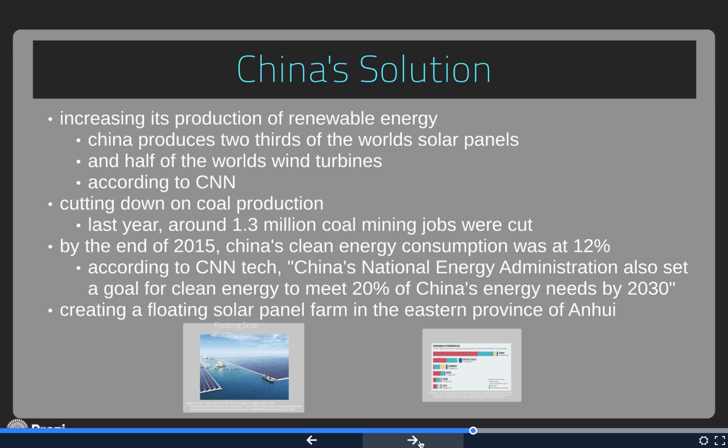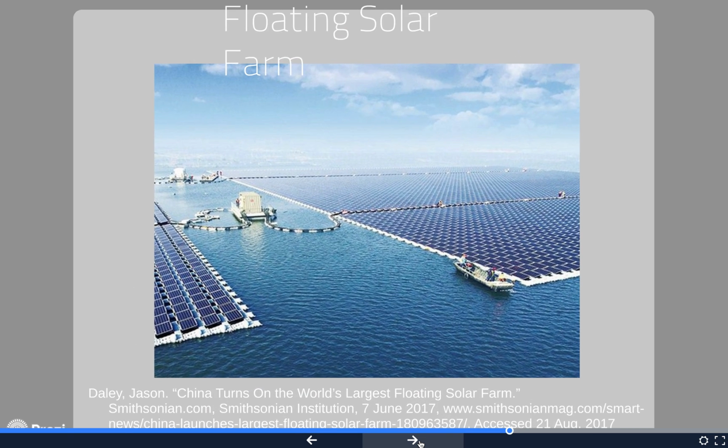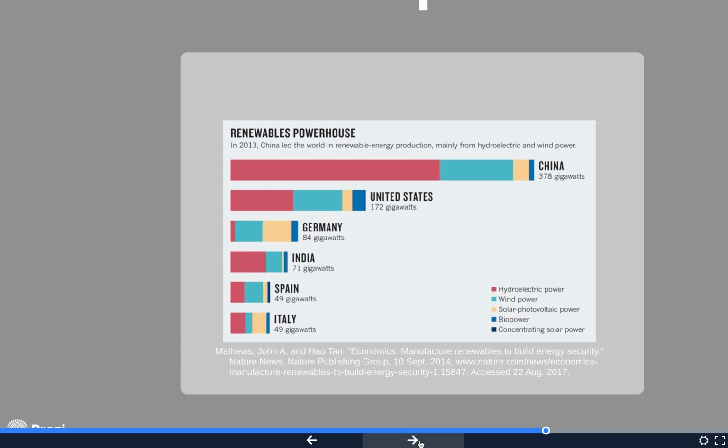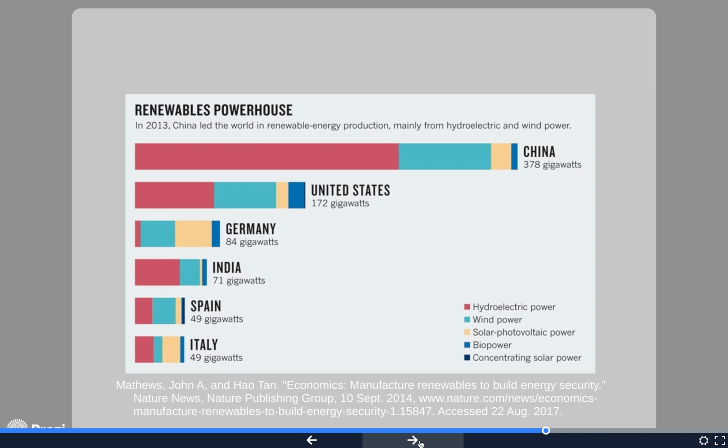In response to China's pollution problem, they have increased production of renewable energy while cutting down on use of sources like coal. According to CNN Today, China produces almost 2/3 of the world's solar panels and half of the world's wind turbines. Coal mining jobs were also cut, in an attempt to discourage coal production. By the end of 2015, China's clean energy production was at 12%, and they aim to increase this number to 20% by 2030. A specific example of a clean energy project is the innovative floating solar panel farm in the eastern province of Anhui. As shown in the graph, China's production of renewable energy leads many of the other influential countries, especially in hydroelectric.